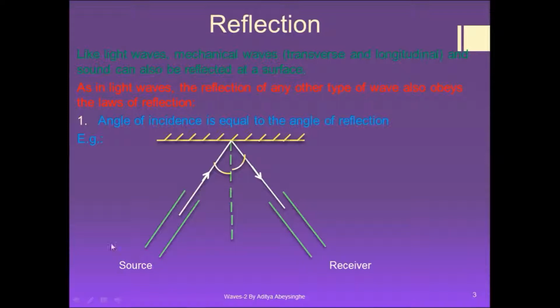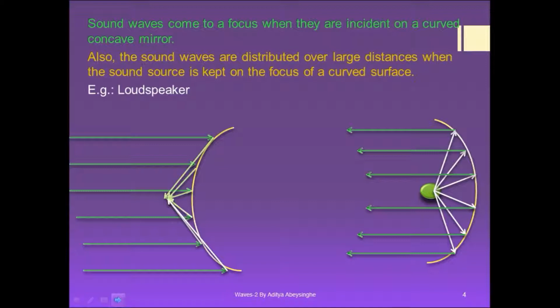So if you have some sound source here, for example a loudspeaker, and a receiver or a human ear, you can hear that sound is reflected through this surface. You don't hear it directly from the source to the receiver, but the sound waves go here, reflect and come in. You can measure the angle of incidence and the angle of reflection, and you can prove that these two angles are equal. So as in the case of light, reflection of any type of wave also obeys the laws of reflection.